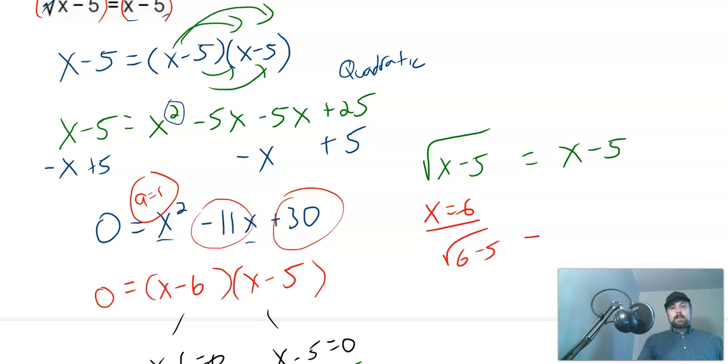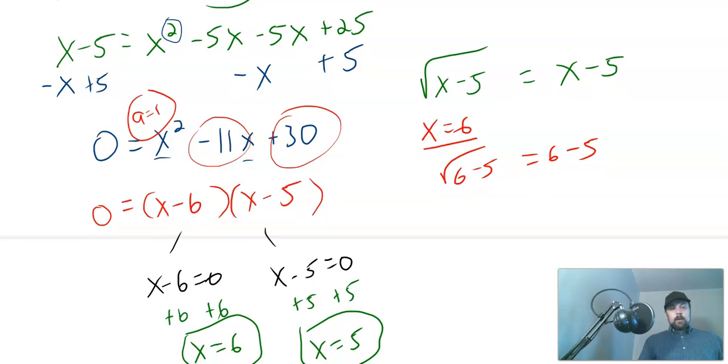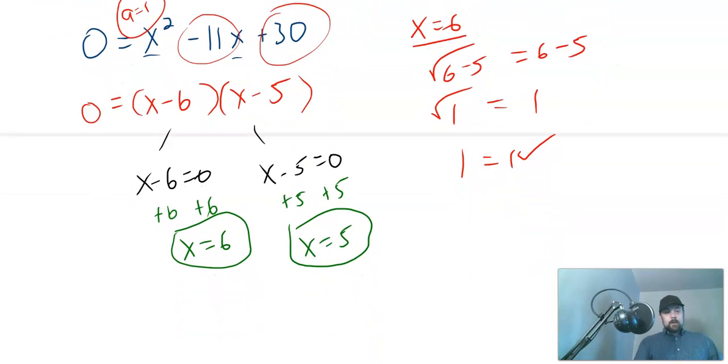We get square root of 6 minus 5 equals 6 minus 5, right? Which is going to give me the square root of 1 equals 1, which gives me 1 equals 1. So that one works. So 6 is good, but you don't want to automatically assume, well, if 6 works, then 5 must be the one that's bad.